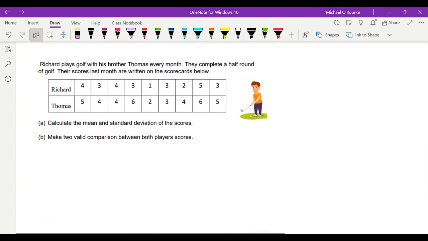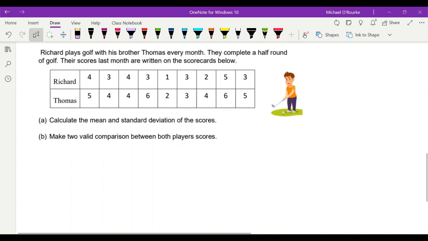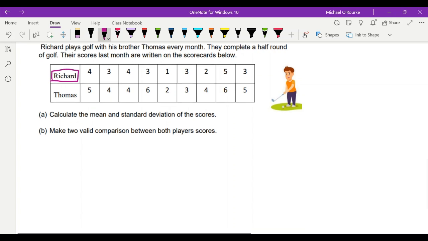So an application of this would be, so I have 2 people playing golf. Who had the more consistent game? Okay. With a more consistent game, so the least amount of variance, the least amount of deviation. So we're going to do Richard in pink or purple. Richard's in purple. Let's do him first here.